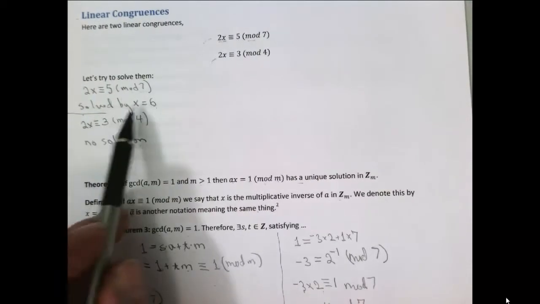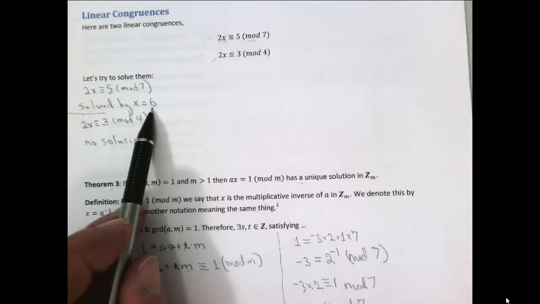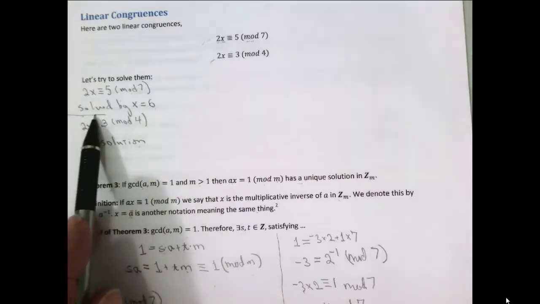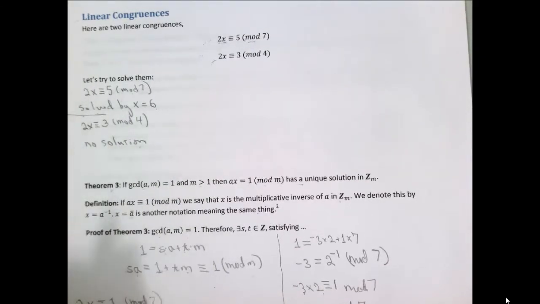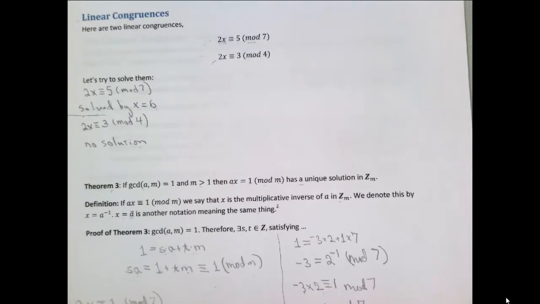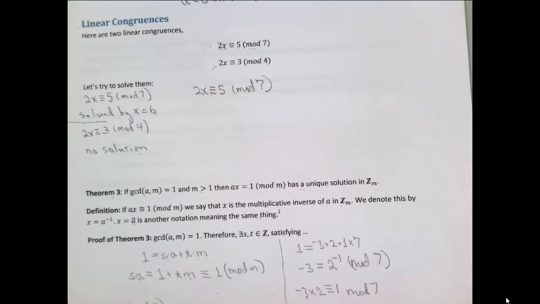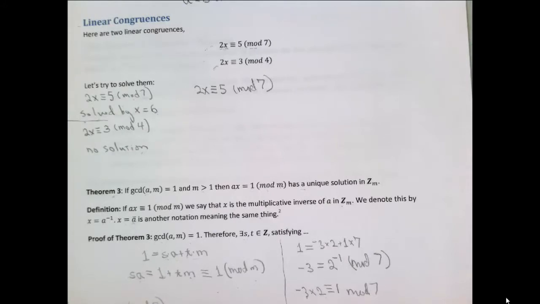We found that x equals 6 is a solution to 2x is congruent to 5 modulo 7, and this solution was found simply by trial and error. We have now a multiplicative inverse of 2 modulo 7, which means that we can solve this in a more systematic way. 2x is congruent to 5 modulo 7. We have a theorem that allows us to multiply both sides of this congruence by any integer we choose, and so we will choose the integer 4 since it's a multiplicative inverse of 2.